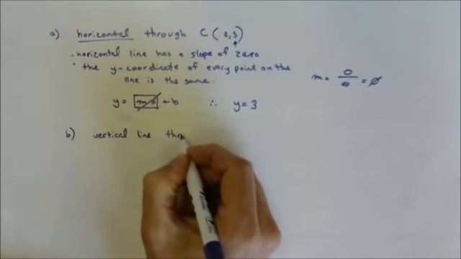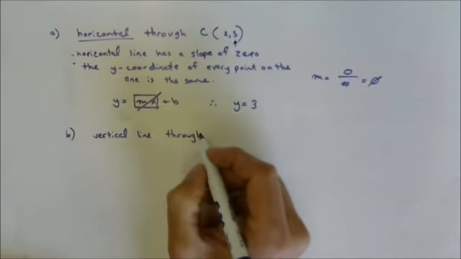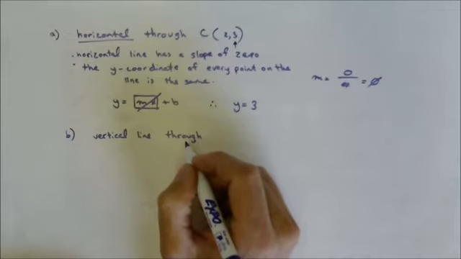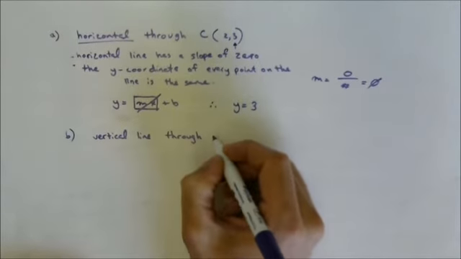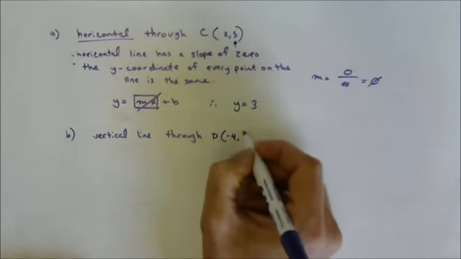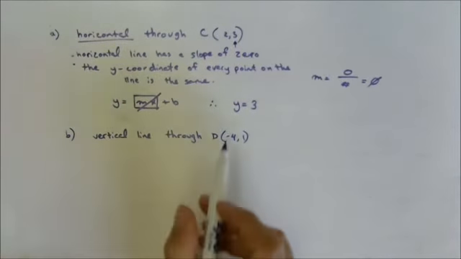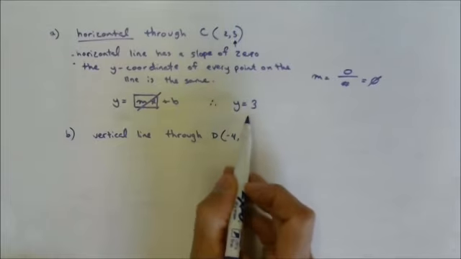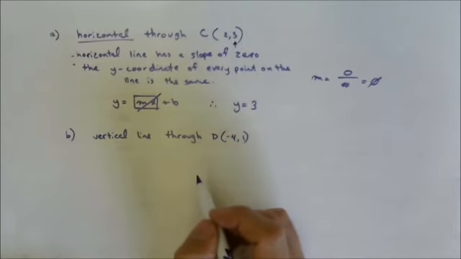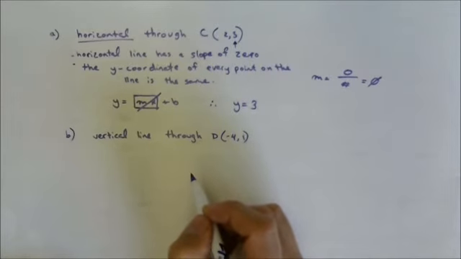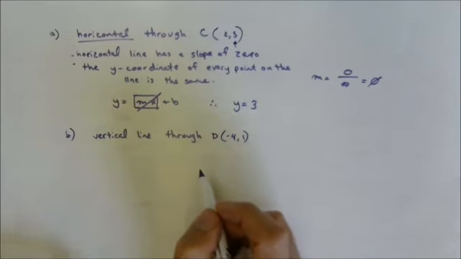Vertical line through D, which is negative 4, 1. Okay, same logic applies. This time, the line is going to be expressed as x equals something because the y-coordinate can change, but the x-coordinate will always be the same.